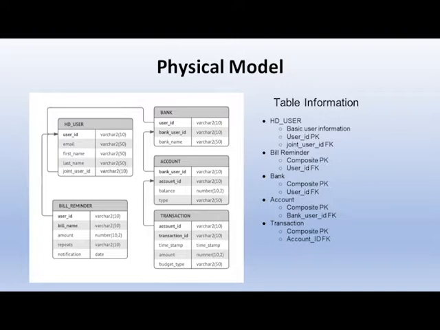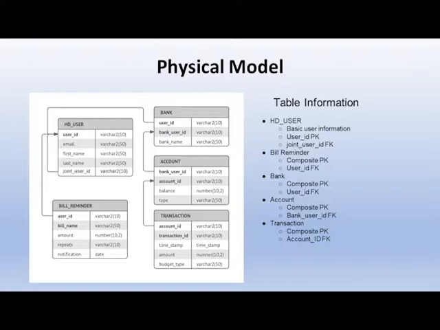The bill reminder table is foreign keyed back to HD user on user ID. This keeps track of the bill reminders that you've got, the amount, how often they repeat, and the notification date that you would receive those on. This has a composite primary key made up of user ID and bill name. And then we've got the bank table.